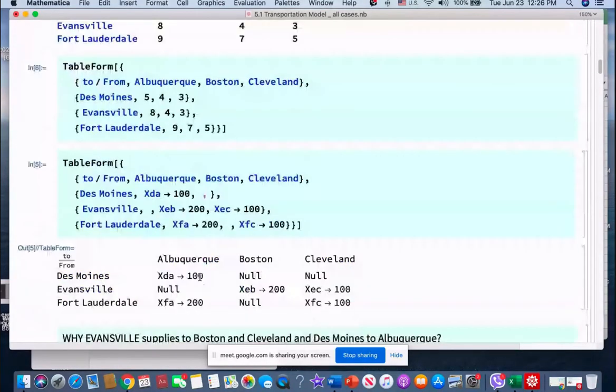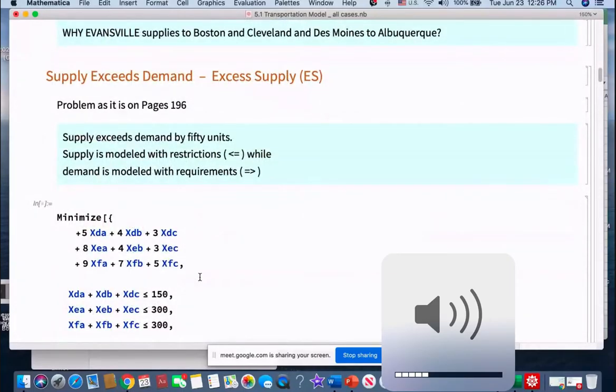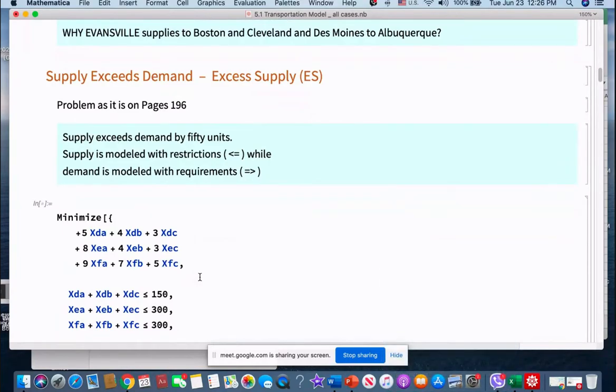Professor? Yes? I have a question. Mathematica is set up to find the lowest cost of shipment, right? Yes. And every location requires a certain amount of units. I think if you change the cost, then it goes to the next nearest warehouse that has the capacity to ship to that location. So that's why you have the difference in the numbers, I think.